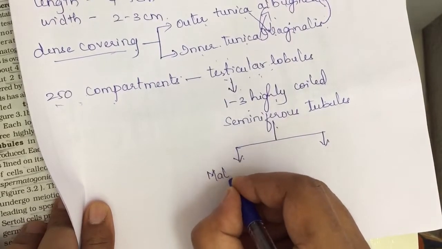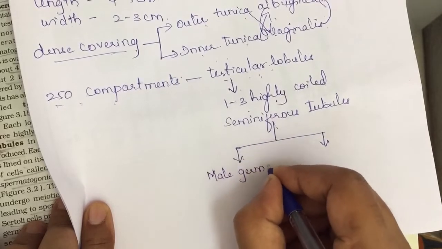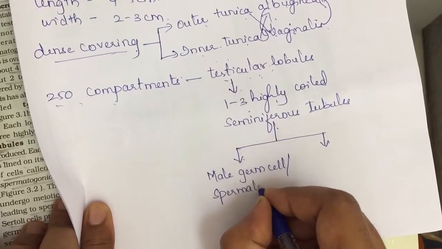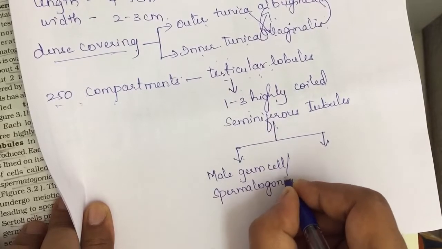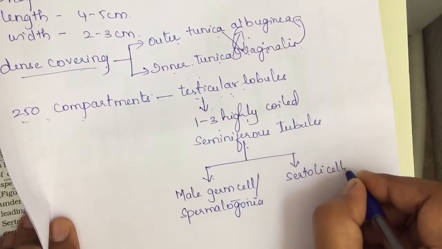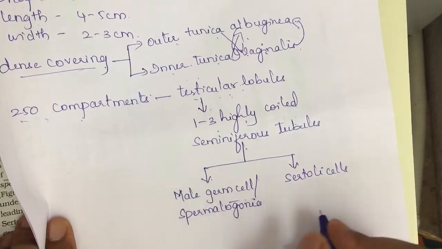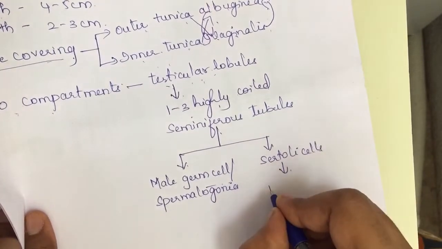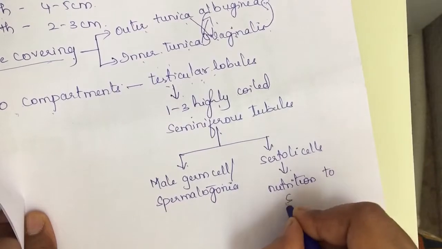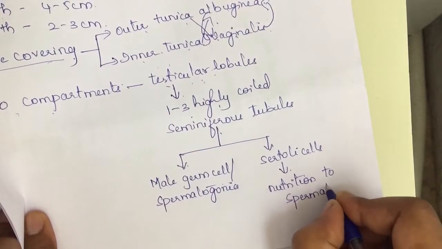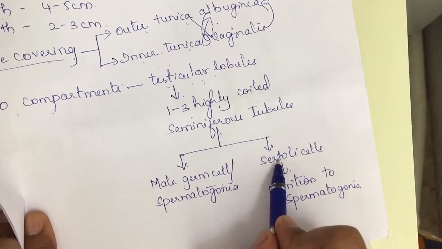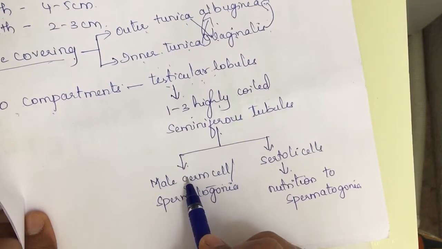One is the male germ cell, which is also called Spermatogonia, and the second one is Sertoli cells. The function of Sertoli cells is providing nutrition to Spermatogonia. Which means these Sertoli cells provide nutrition to these male germ cells or Spermatogonia.